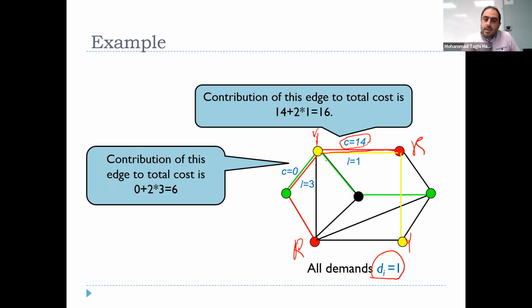The contribution of this edge to the total cost would be, in this case you only pay for rent. There are 2 guys that are using it, and then it would be 2 times 3, which is 6.